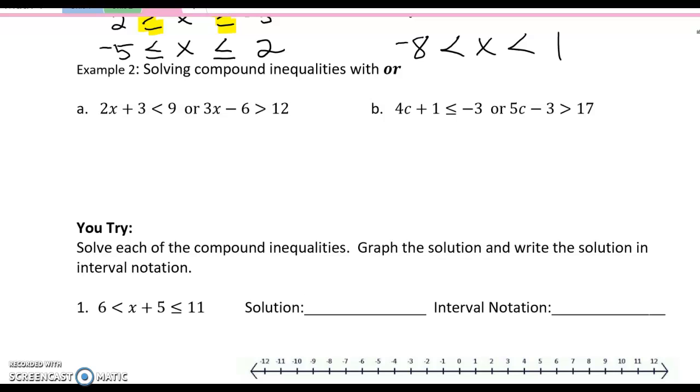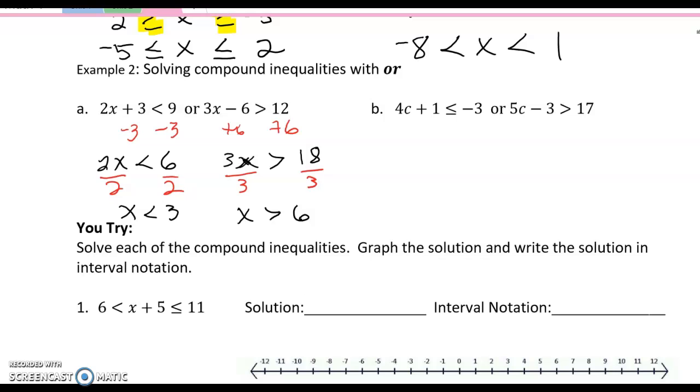All right, so now let's go ahead and solve the compound OR inequalities. So again, we talked about the compound OR. They are two separate inequalities in one problem. So the way you would solve these is that you would solve each of those two inequalities separately. All right, so for the inequality on the left of the OR, we're going to undo the operations to get x by itself, and we get x is less than 3.